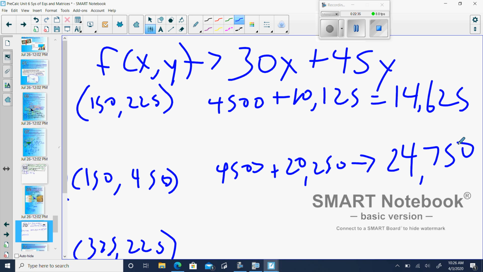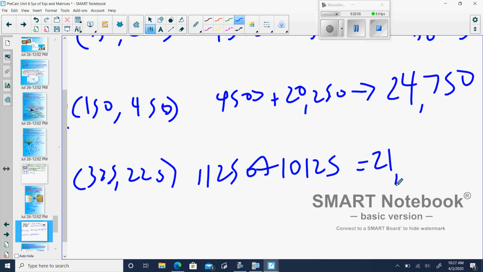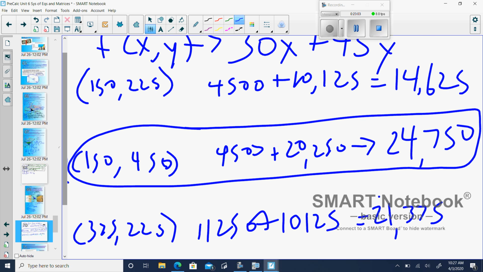All right, and then 375, 225. So we know that the 225 gives us $10,125. So what's 30 times 375? 11,250. When we sum these together, we get 21,375. So 24,750 is greater than 21,375 and 14,625.